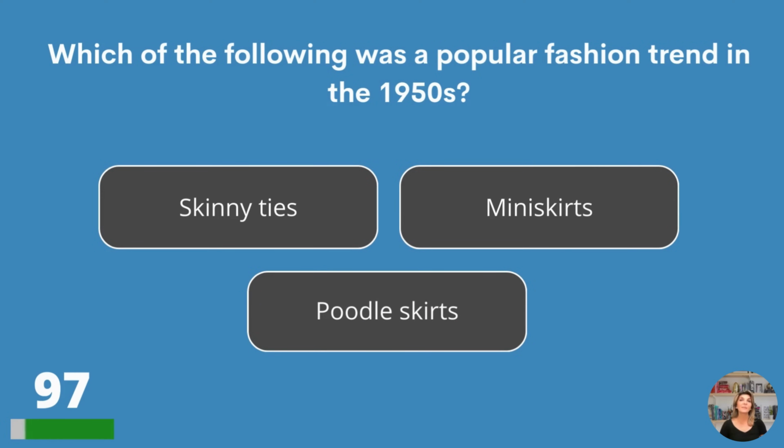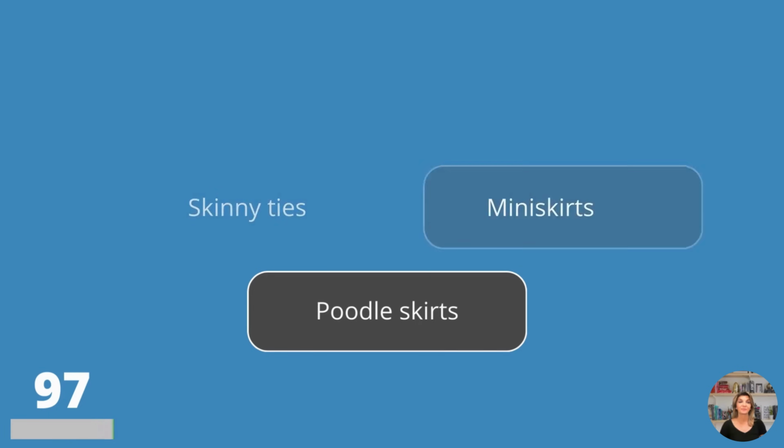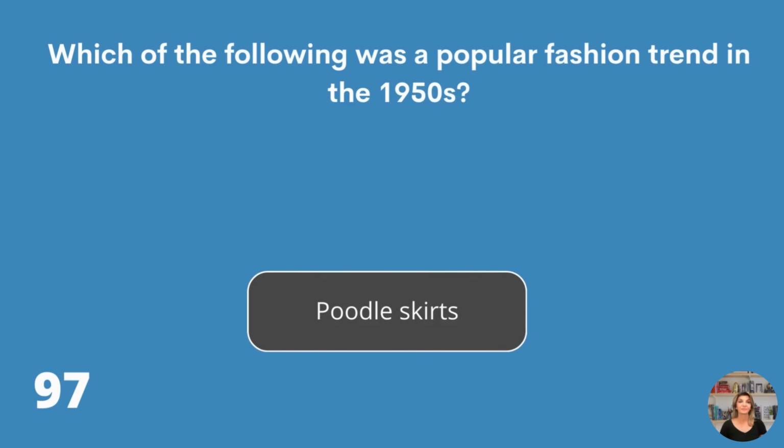Which of the following was a popular fashion trend in the 1950s? Skinny ties, mini skirts, or poodle skirts? Poodle skirts.